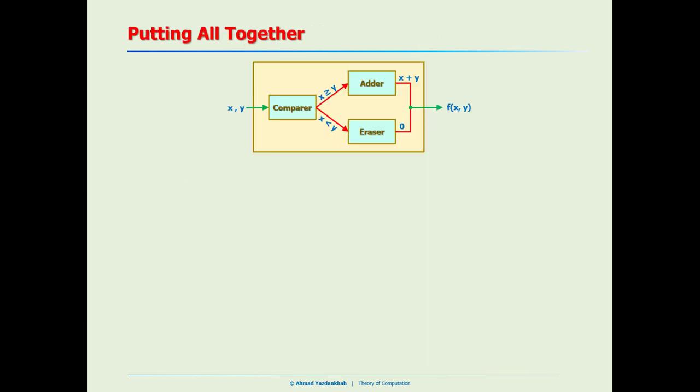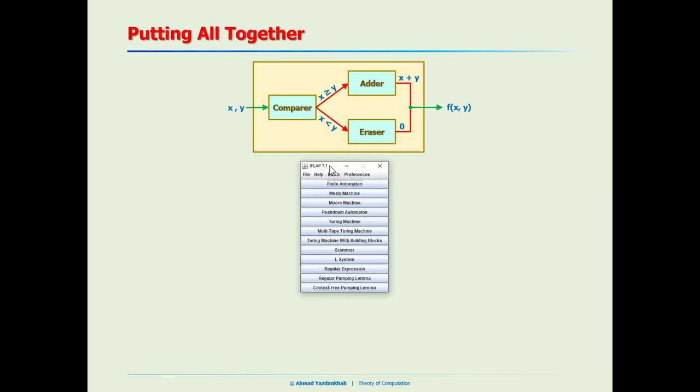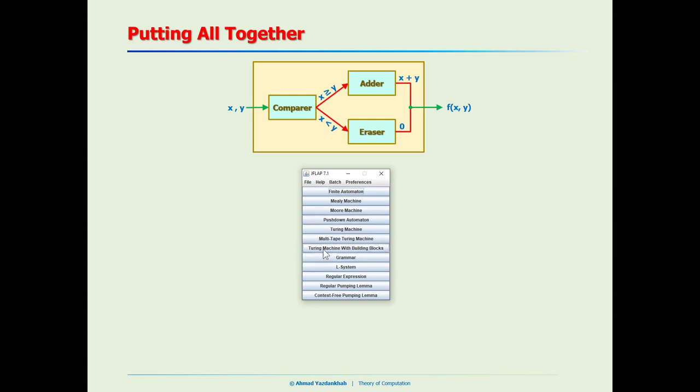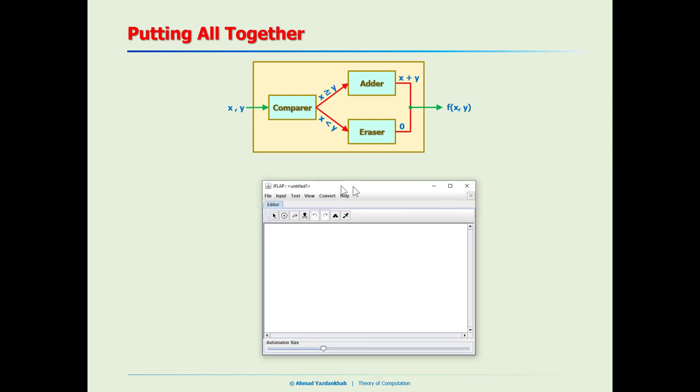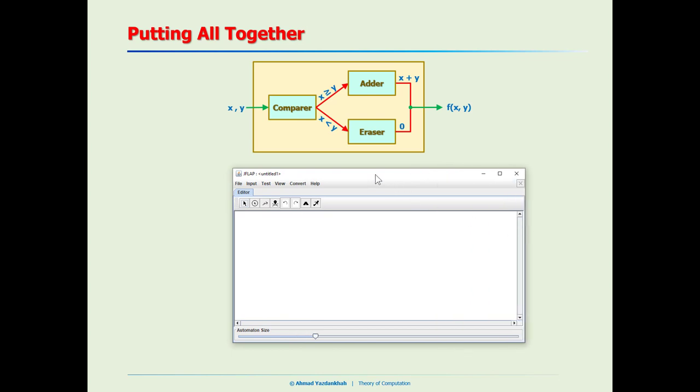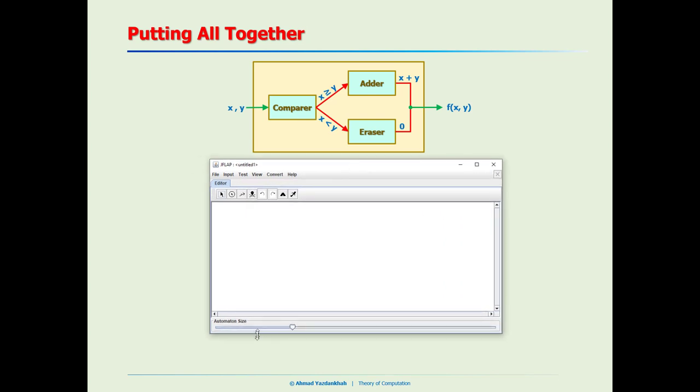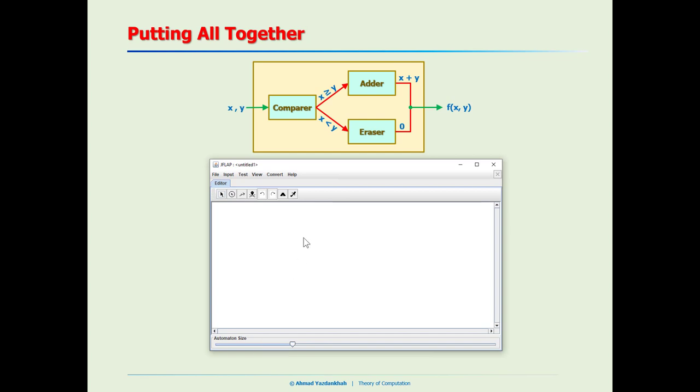All right. Now we want to put together all of those blocks in one block. So here is how you can do that. Pick Turing machine with building blocks, and it will give you an empty canvas like this. But this canvas is a little bit different than the other canvas you saw before. We have two buttons more than the other Turing machines. So this guy is the building block, and this is the connection between the building blocks.